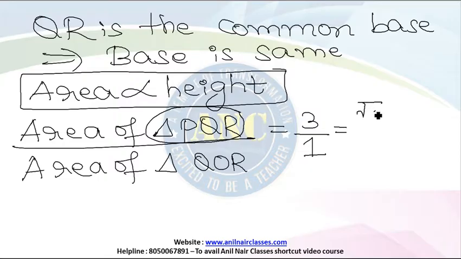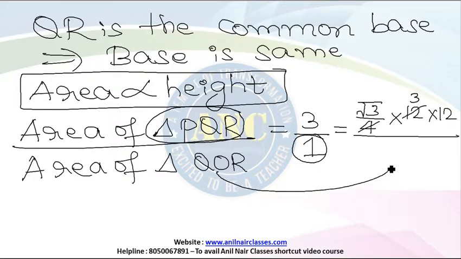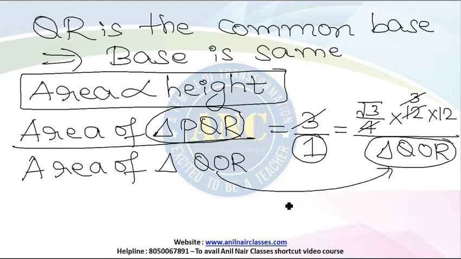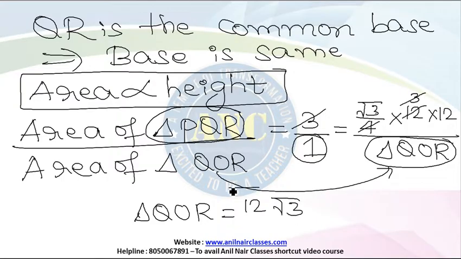Area of an equilateral triangle is √3 by 4 into side square. Side is nothing but 12. So this is 4 into 3, divided by 1, which is nothing but area of triangle QOR. The 3 will also cancel out, sir. Area of triangle QOR will be equal to √3 into 12. Answer for this question is 12 root 3.